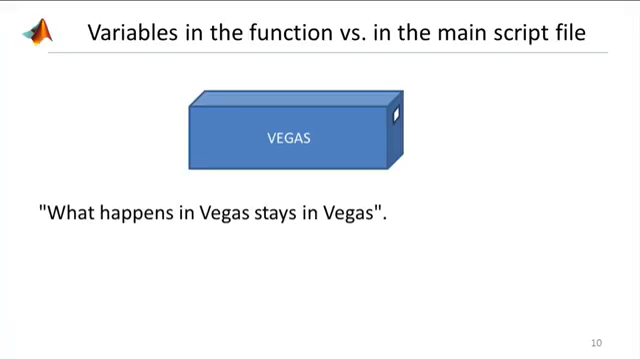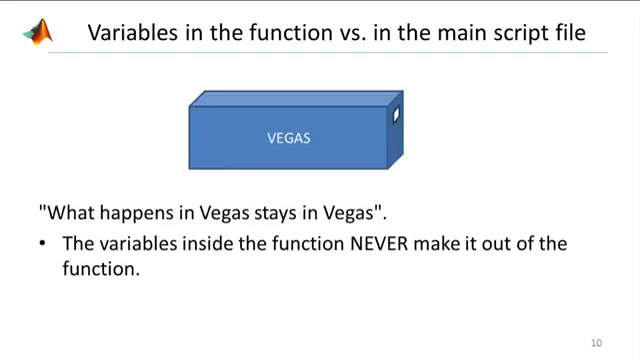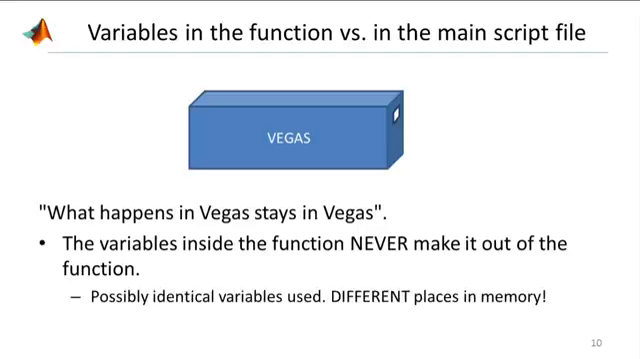Here's a good visualization on how to think about variables inside a function. What happens in Vegas stays in Vegas, meaning whatever variables are inside will never ever make it out of the function. They are completely destroyed after the function ends. There are possibly identical variables used in and out of the function, but they are different places in memory. Only the values are returned.